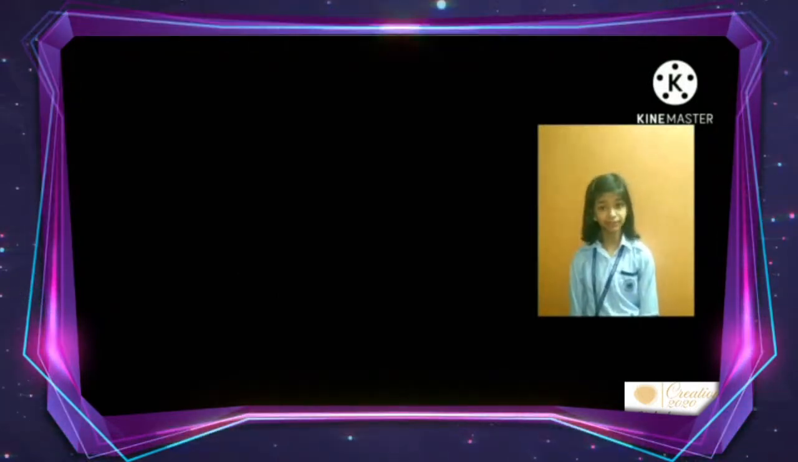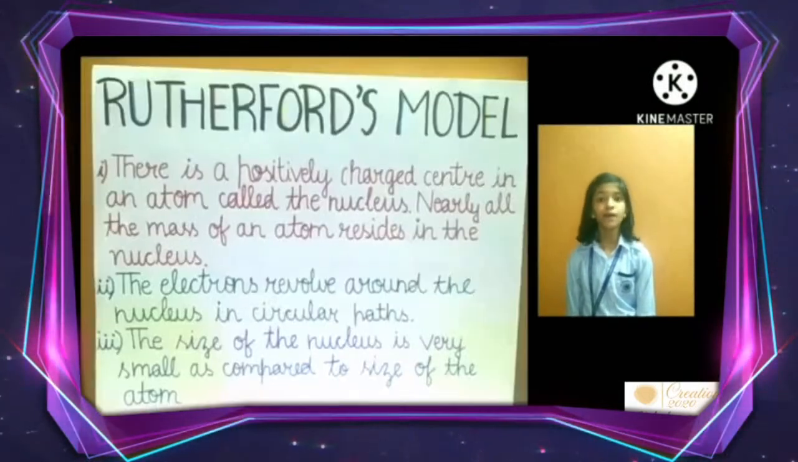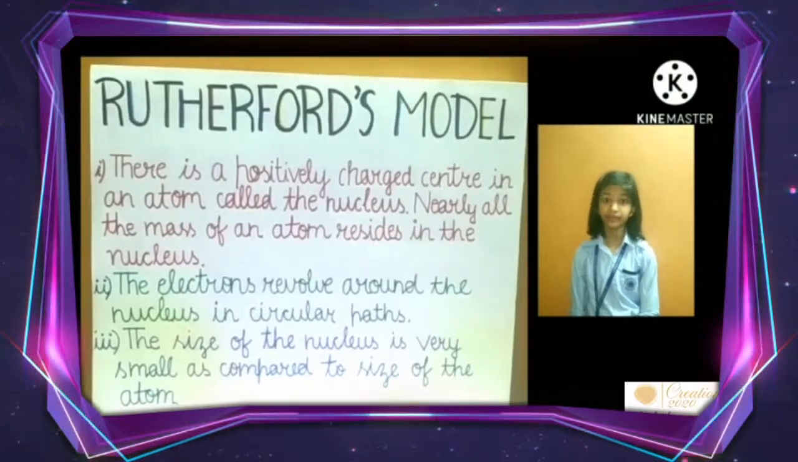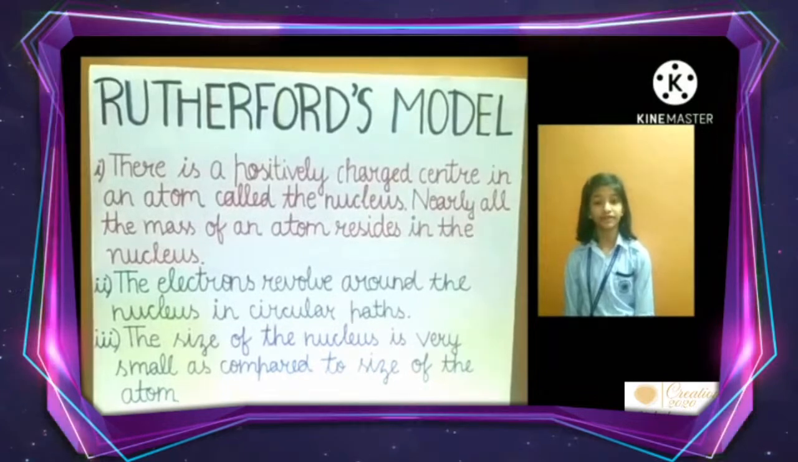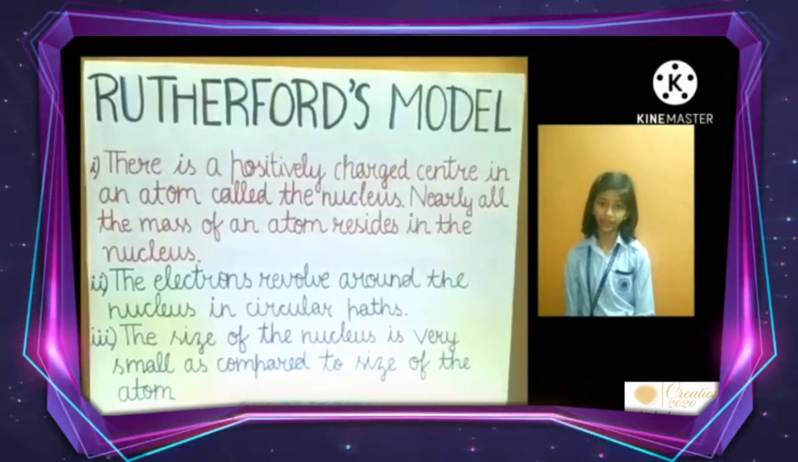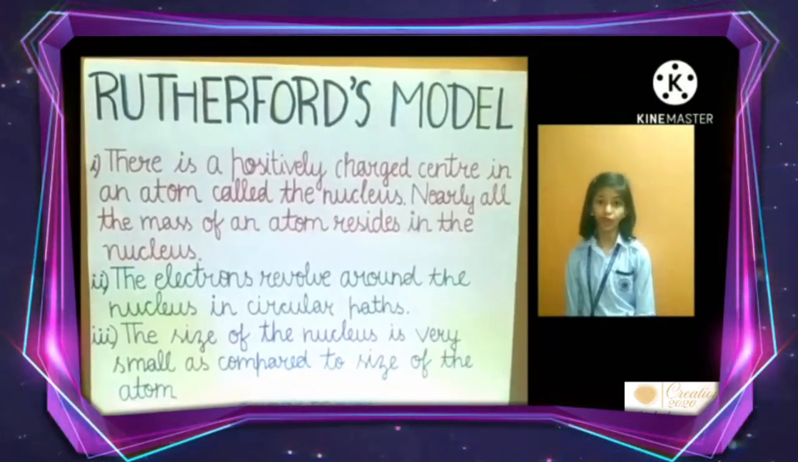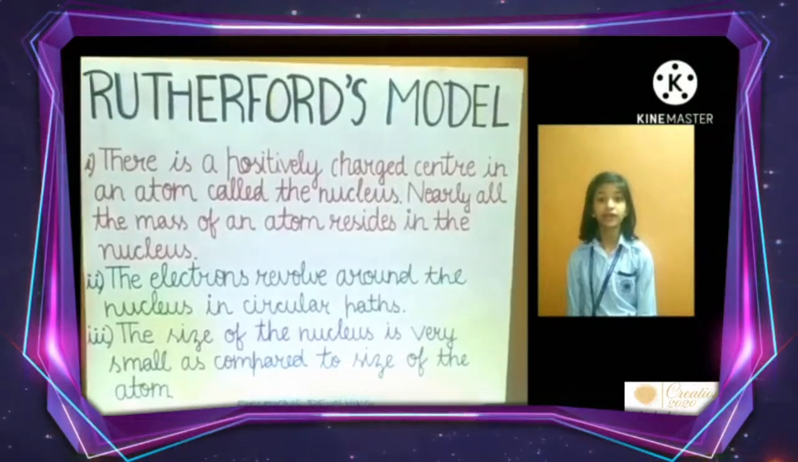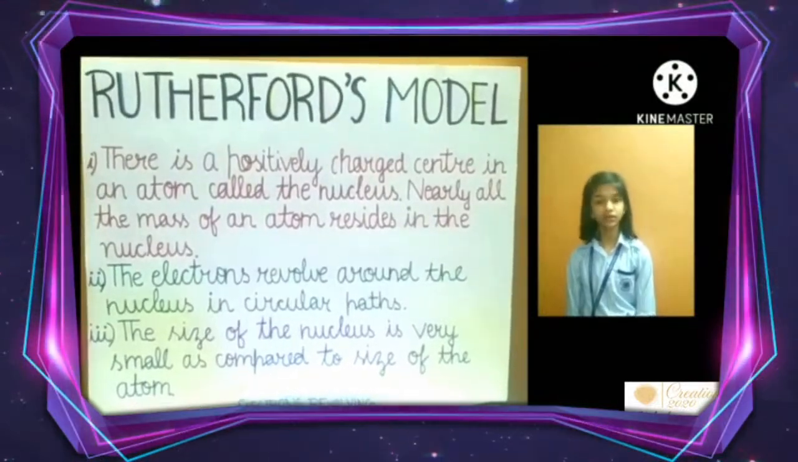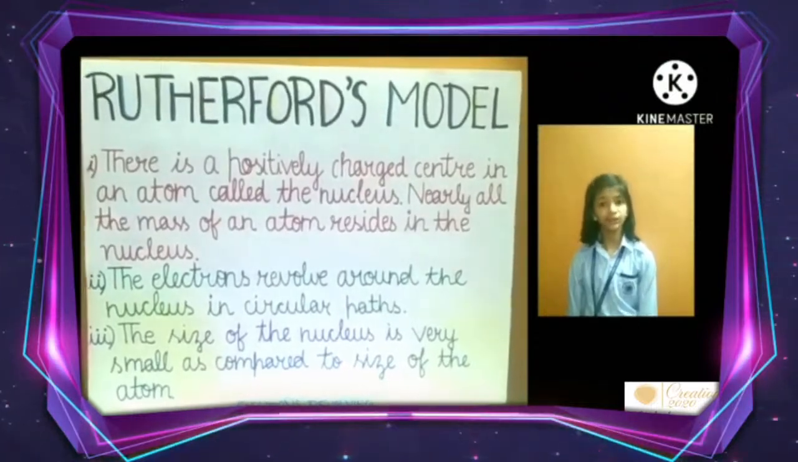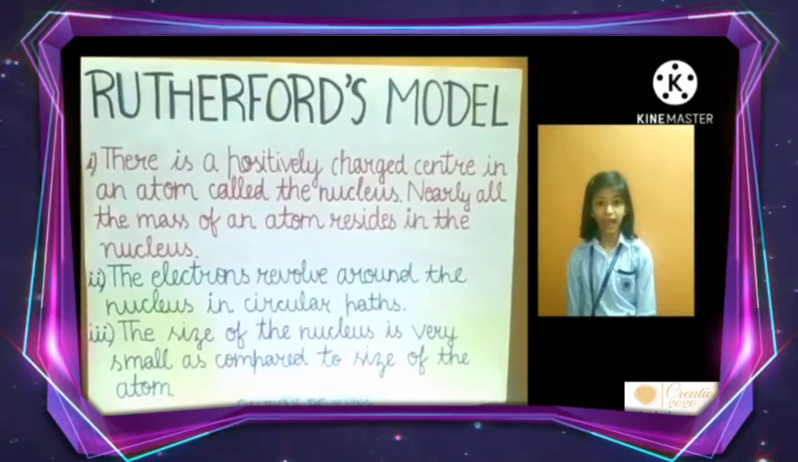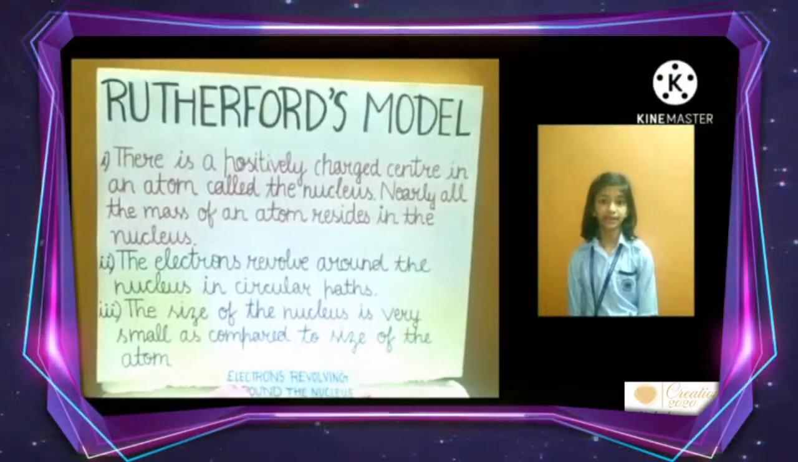Rutherford's model of an atom states that there is a positively charged center in an atom called the nucleus. Most of the mass of an atom resides in the nucleus. The negatively charged bodies called electrons revolve around the nucleus in circular paths called circular orbits. The size of the nucleus is very small as compared to the size of an atom.